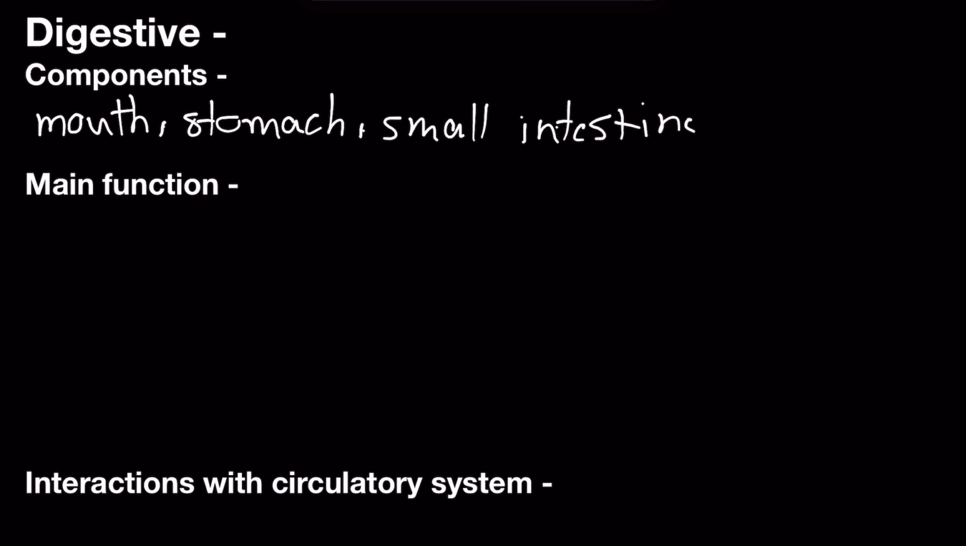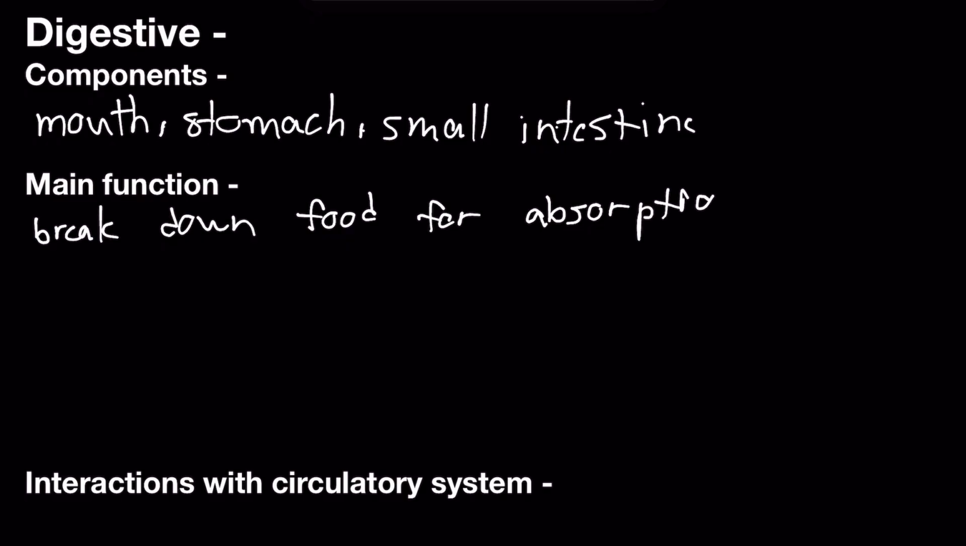So the main function of the digestive system is to break down food for absorption. What it does is it takes the large food that we eat and breaks it down into these smaller molecules, which are then small enough to diffuse into the bloodstream to then be transported into cells. So that's the absorption, where it is absorbed out of the digestive system into the circulatory system to be moved away.